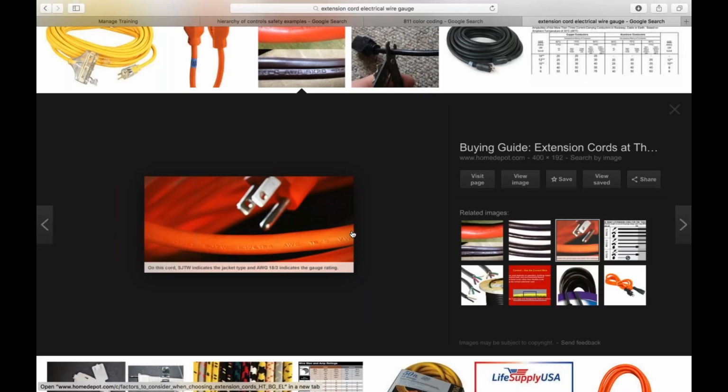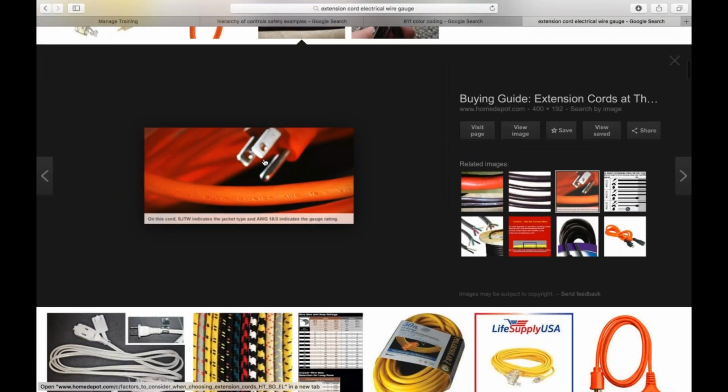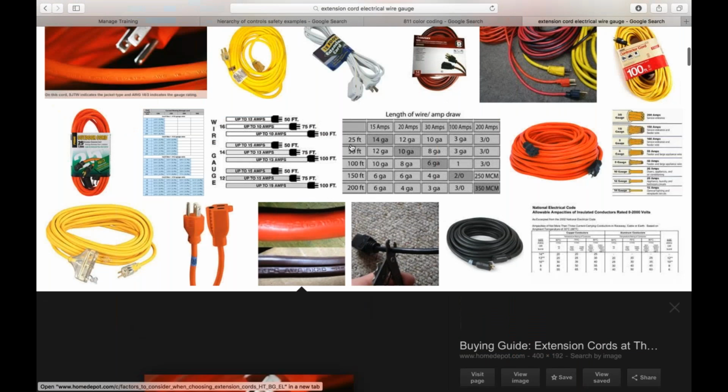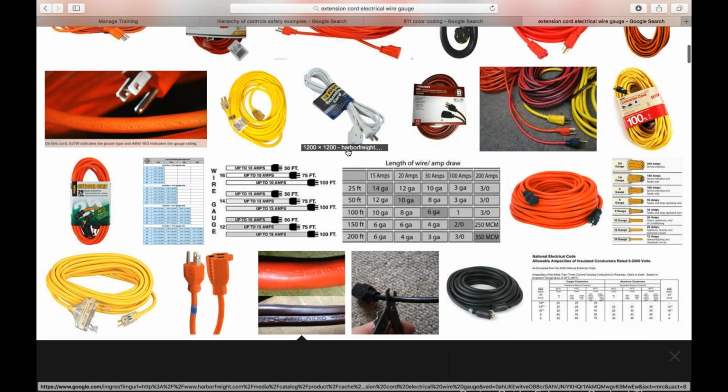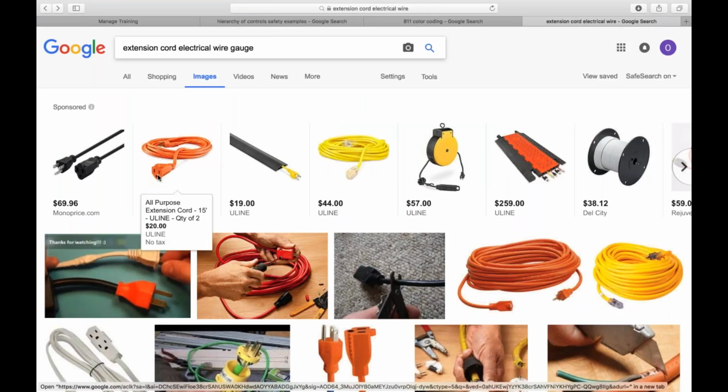Okay, if it was thicker, it would be a 14 or a 12 gauge. But the 3 is because the wire is going to have a ground in it. Okay, all right, so good. Let's go ahead and move on. I'm glad we found one. Sorry about that. I didn't realize it was that hard to find.